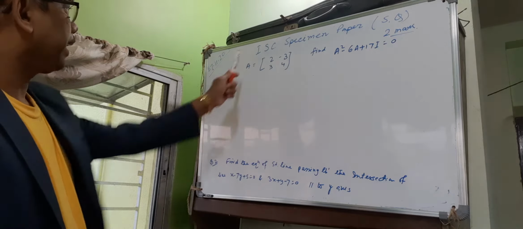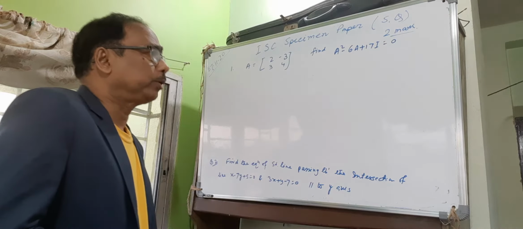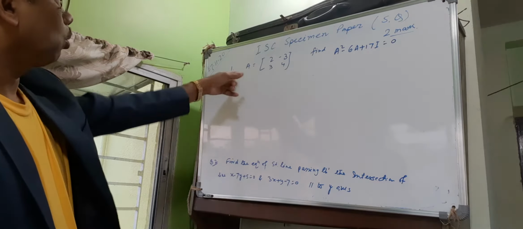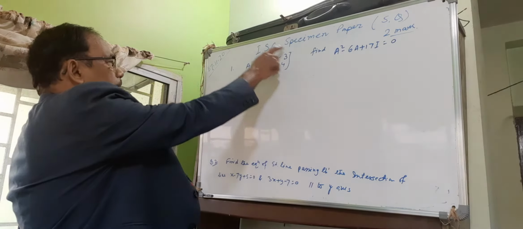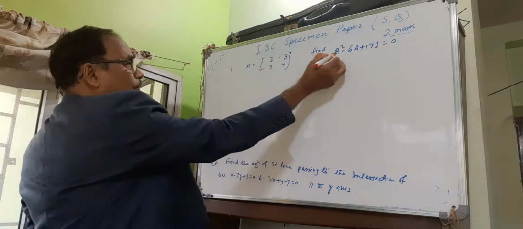From today, ISC specimen question papers, which are short-type questions, 2 marks questions. Now, sum number 1: A is given as a matrix, find the value such that this equals 0. First we have to find A square.